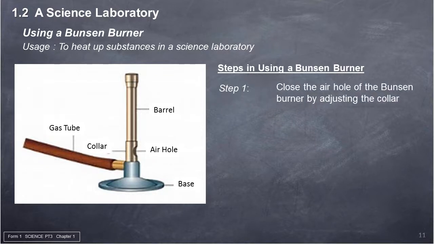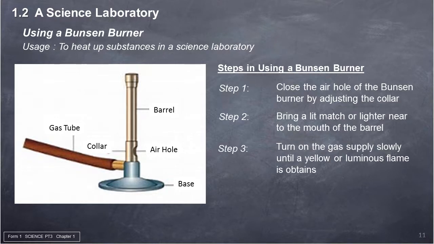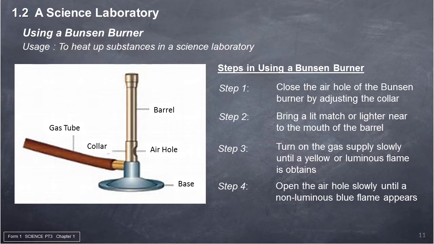Step 1. Close the air hole of the Bunsen burner by adjusting the collar. Step 2. Bring a lit match or lighter near to the mouth of the barrel. Step 3. Turn on the gas supply slowly until a yellow or luminous flame is obtained. Step 4. Open the air hole slowly until a non-luminous blue flame appears.